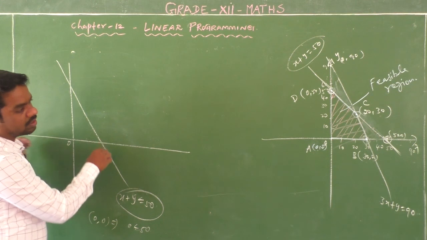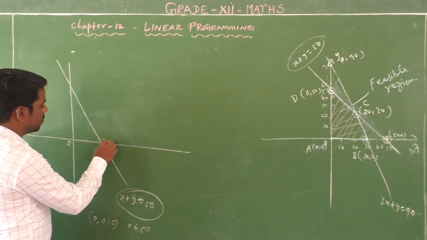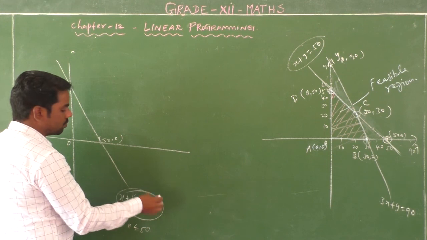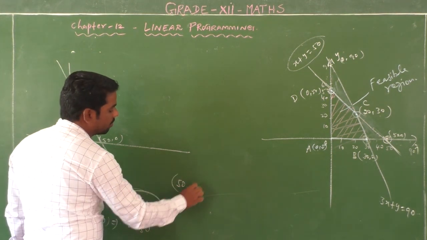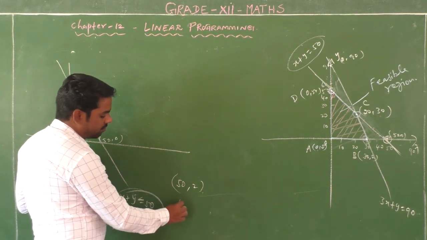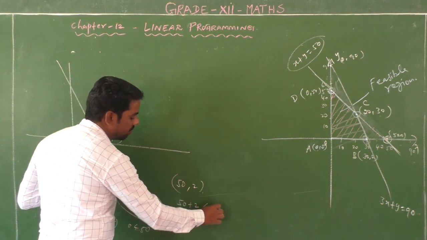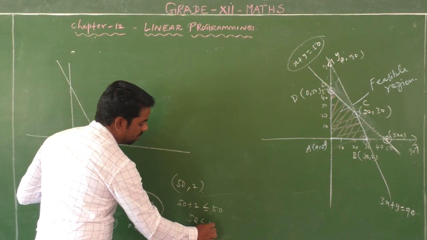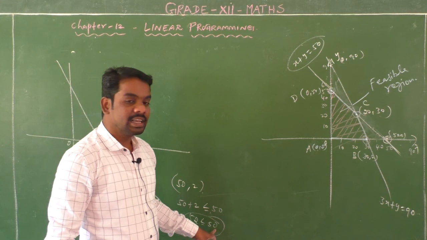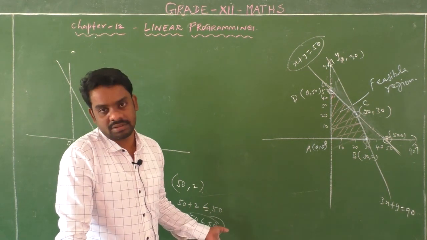Now take the point 50 comma 2 and substitute in the given constraint. Here x is 50 and y is 2, so 52 is less than or equal to 50. This is not possible, because 52 is the greater value and 50 is the smaller value. So 52 less than or equal to 50 is contradictory.